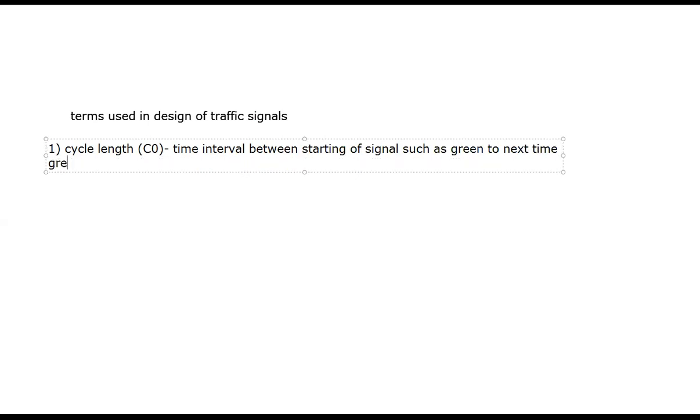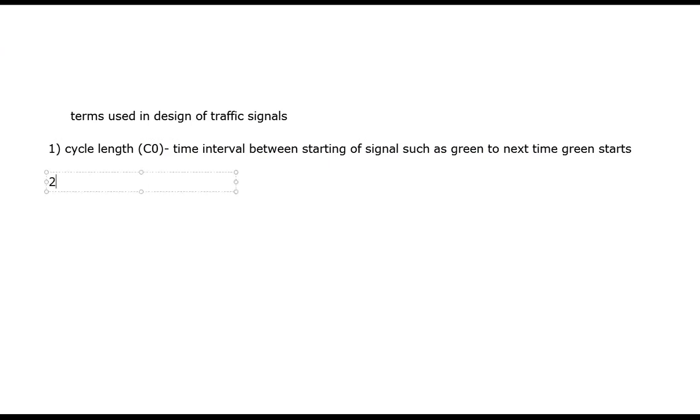So cycle length is the time interval between starting of signal, such as green to the next time green starts. सो एकदा ग्रीन लाईट आली की त्याच्यानंतर पुढची ग्रीन लाईट कधी येते, या दोन पिरियड मधला जो टाइम इंटरवल असेल ह्यालाच आपण सायकल लेंथ असं म्हणतो.